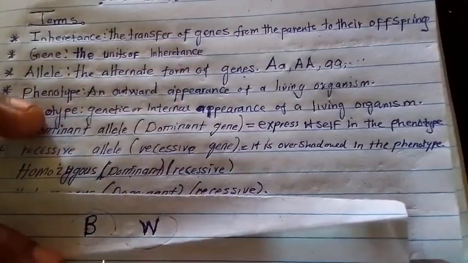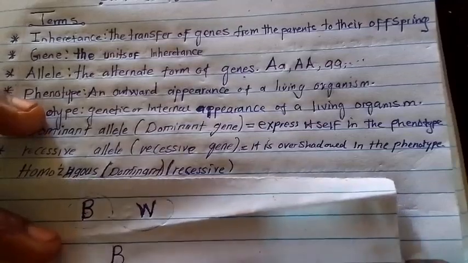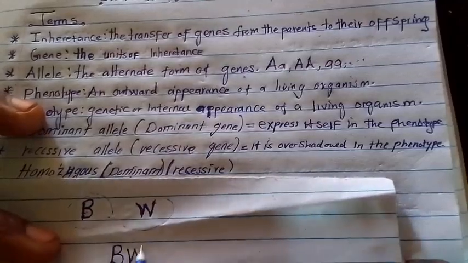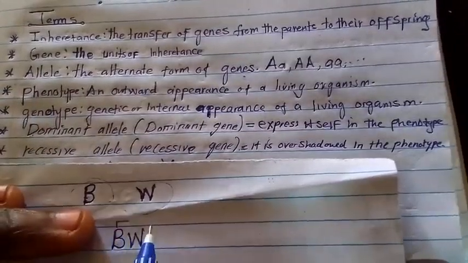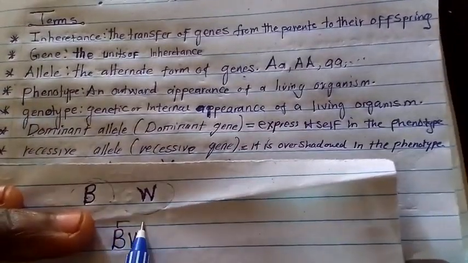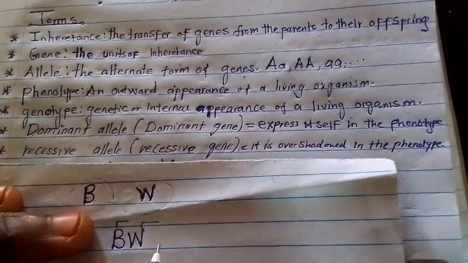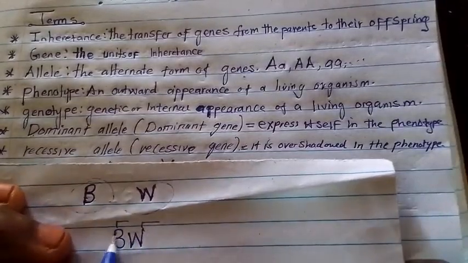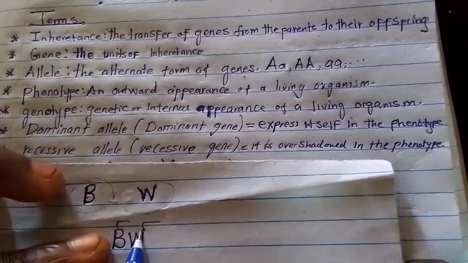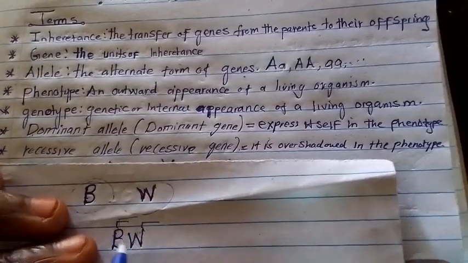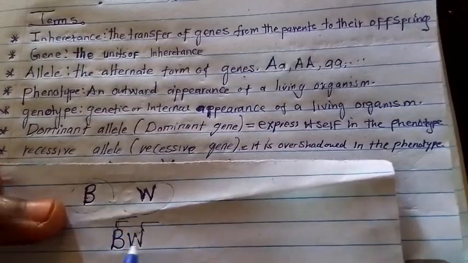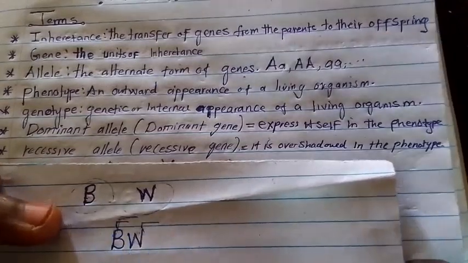So you are going to find that if I combine these two, it is going to be capital letter B and capital letter W. So B is representing black and W is representing what? White. So in this case here, both of them are dominant to each other. So we say they exist as heterozygous dominant in this case here.